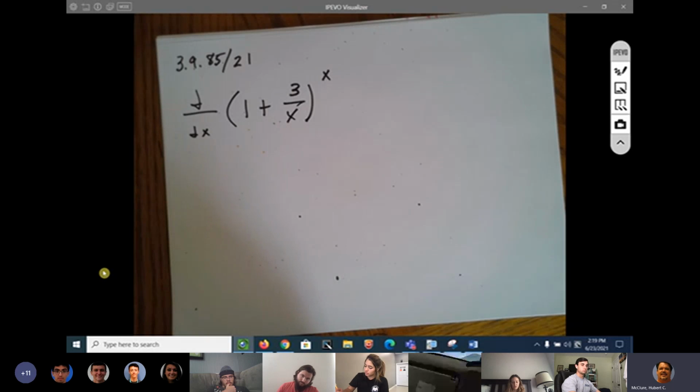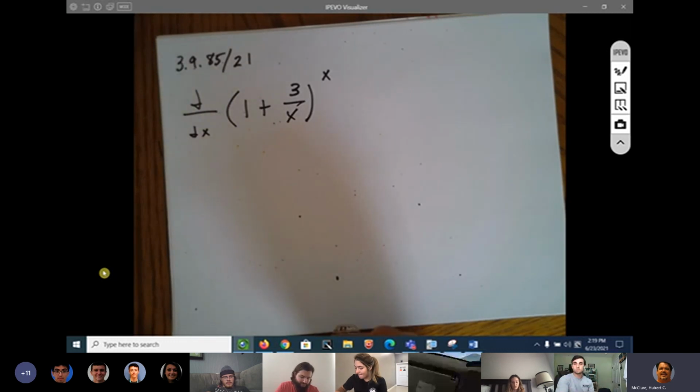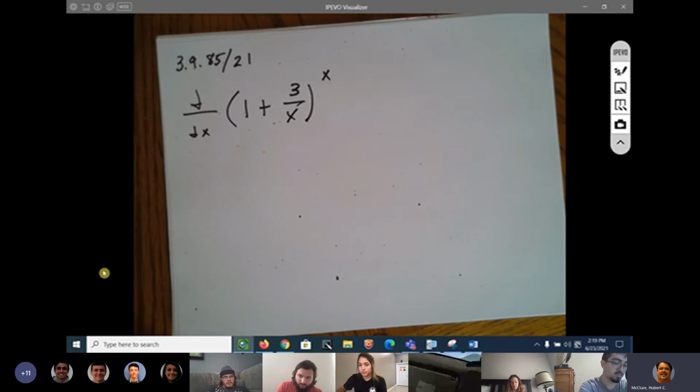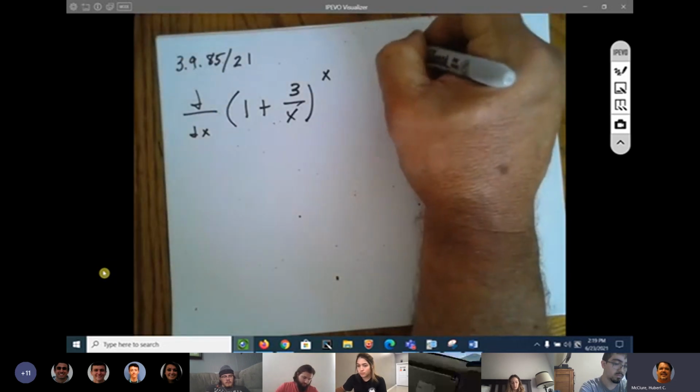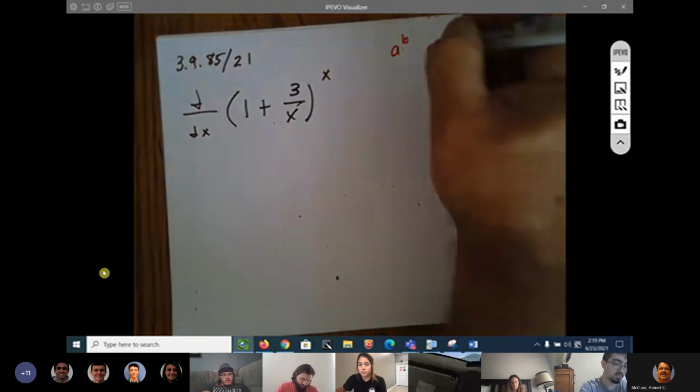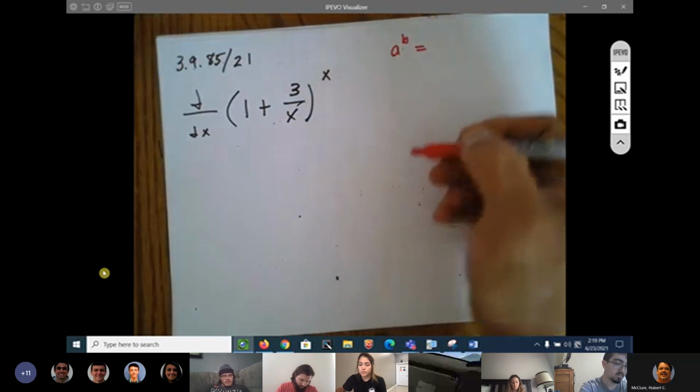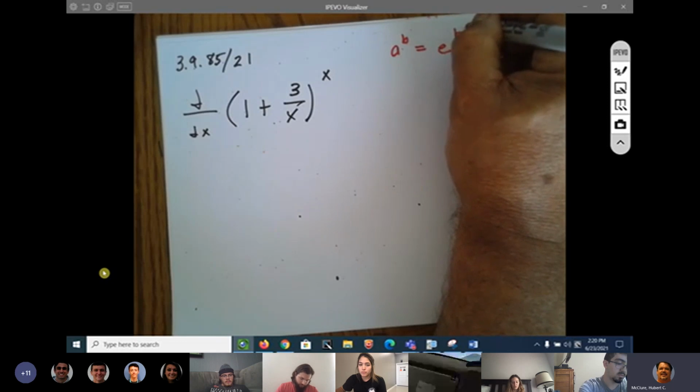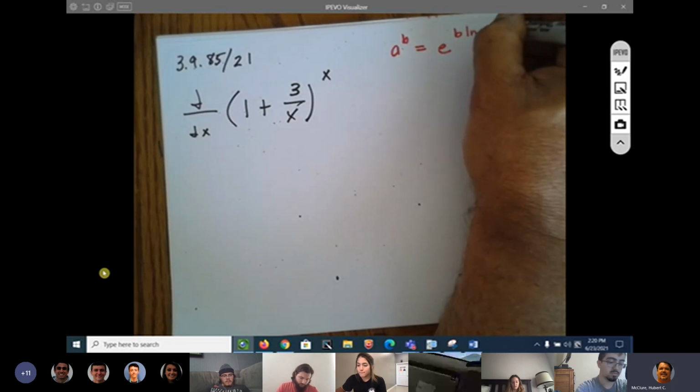Now, I'm going to tell you right now, not a lot of people can do this problem. Do you know why? Because there is an exponential law that not a lot of people remember, and I'm going to write it in red because you need to remember it after today because you might see it again, and that is a to the b can be rewritten as e to the b natural log of a.